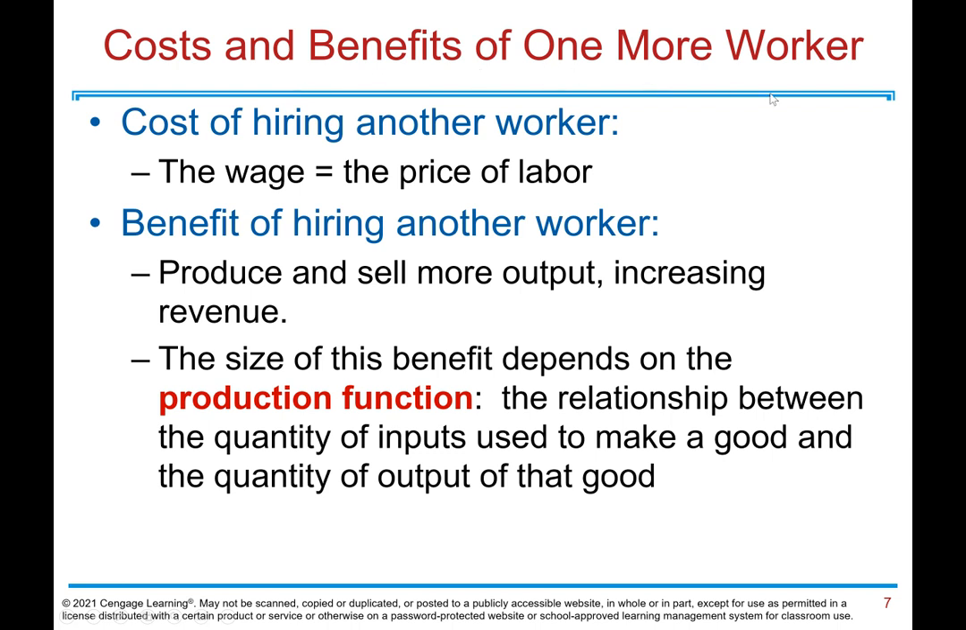Costs and benefit of one more worker. The cost of hiring another worker is the wage, which is the price of labor. The benefit of hiring another worker: the worker will produce and sell more output, increasing revenue. The size of this benefit depends on the production function, which is the relationship between the quantity of inputs used to make a good and the quantity of output of that good.